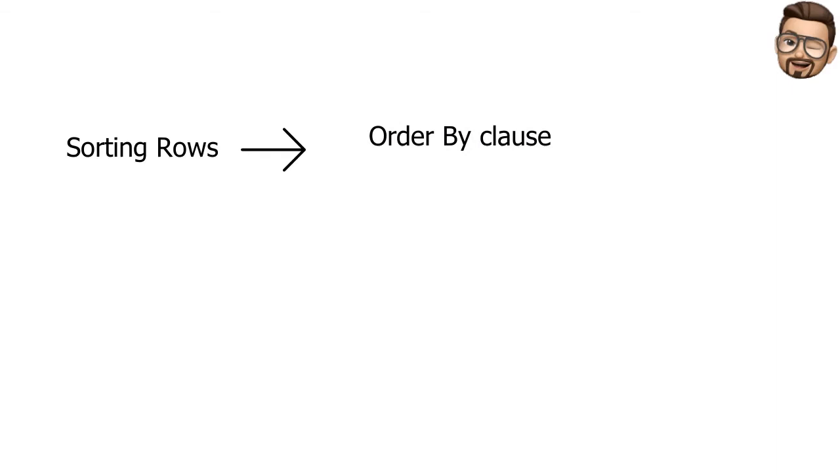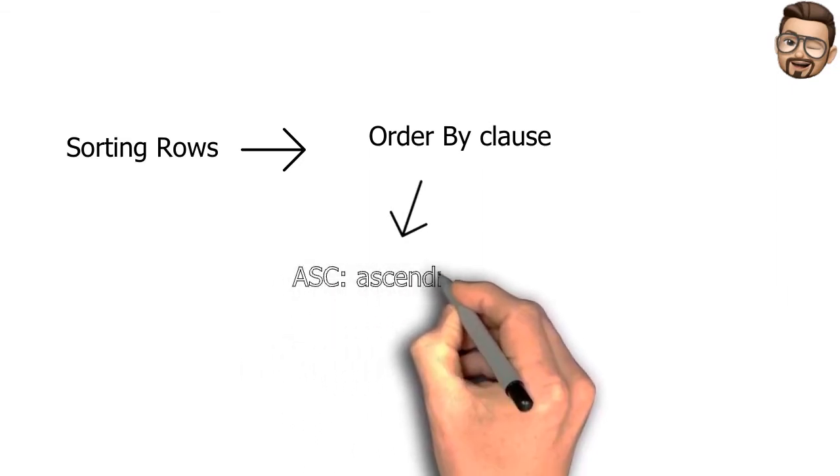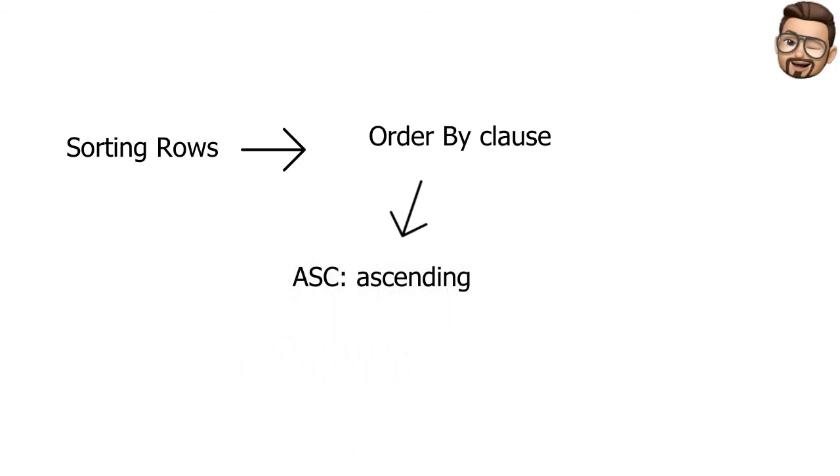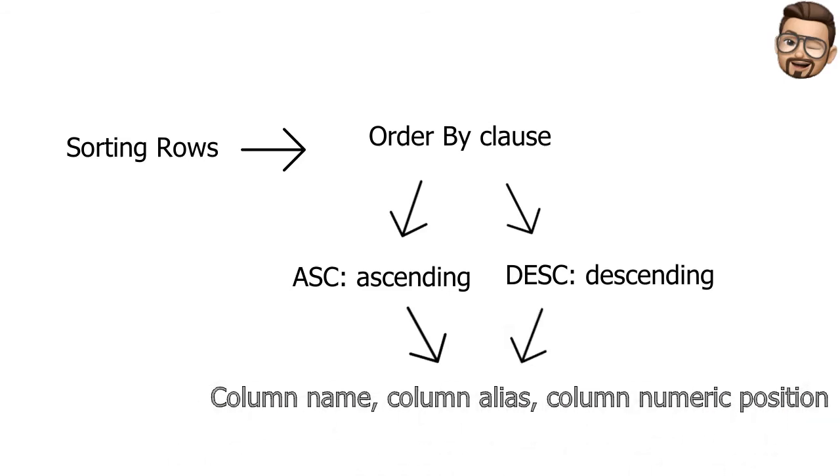Sorting the row can be done by using ascending or descending order. Ascending order is represented by ASC and descending order is represented by DESC. But if we don't specify, the default value for order by clause is ascending order. In order by clause, we can sort the rows according to column name, column alias, or column numeric position. Sometimes we can also use multiple columns to sort the rows in our table result.